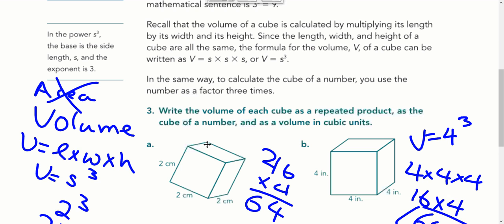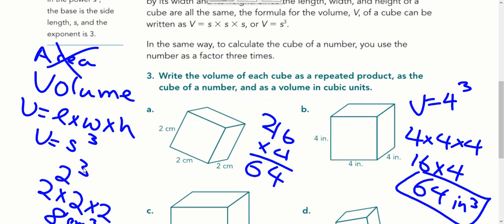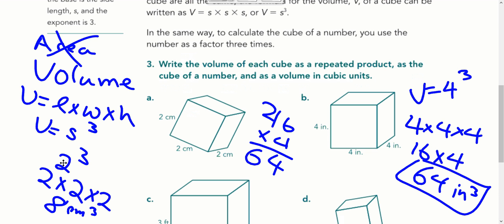Then for volume, if we go down here, volume is length times width times height. So it's 3 dimensions. If it's a cube, all 3 sides are the same length. So it would be s to the 3rd power. So whatever our s, our side, is would be to the 3rd power. So we want to do 2 to the 3rd power. 2 is our base, so it's 2 times 2 times 2, because we're going to repeat our base 3 times. Which would give us 8. Because 2 times 2 is 4. Times 2 again would be 8.